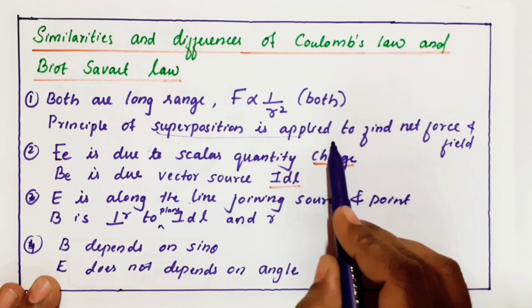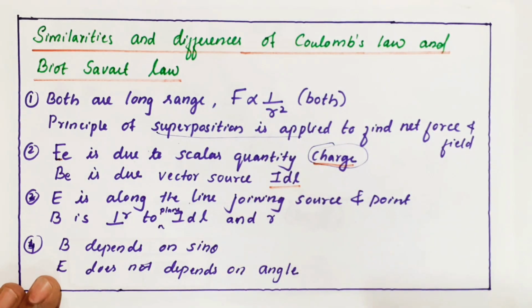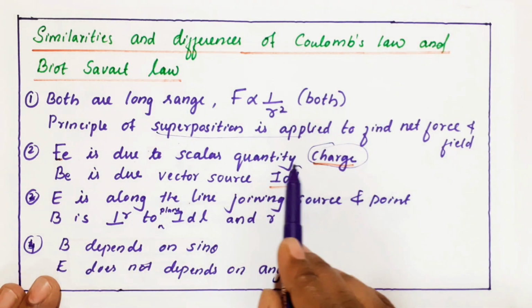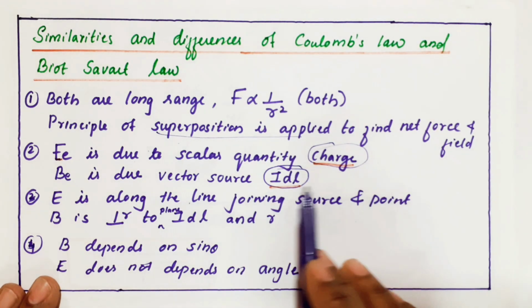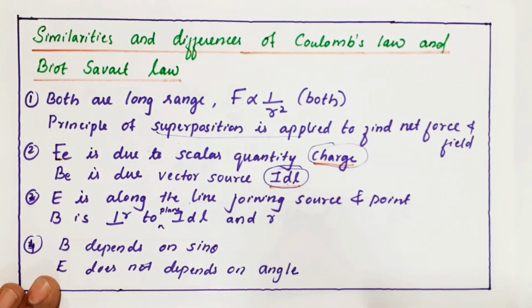Now, another thing: electric field is due to a scalar quantity called charge. Electric field is due to charge, and charge is a scalar quantity. But the magnetic field is due to a vector source called I dL. When we take the Biot-Savart law, I dL is current into the length of the element. I dL is the vector source.